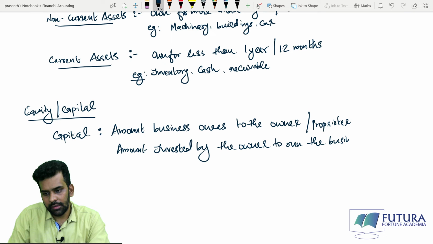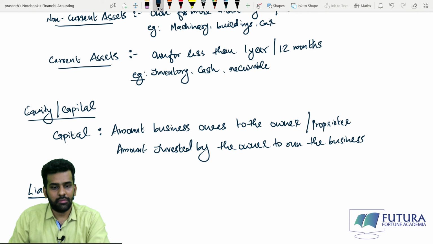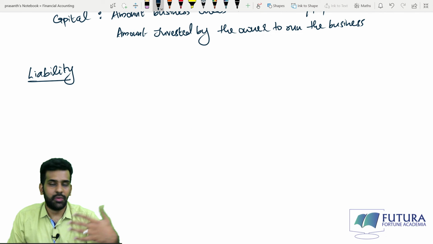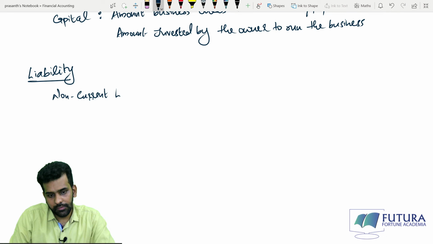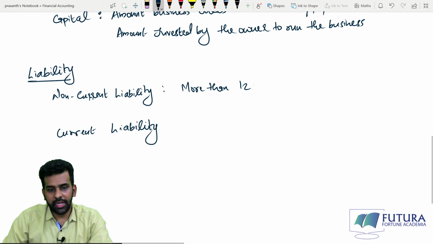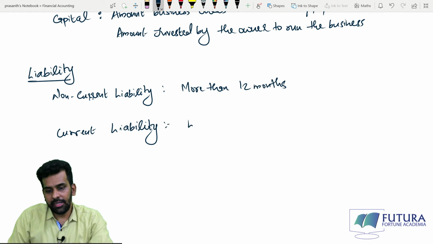So your equity or capital and liability will be on one side, and your assets are on the other side. Your total assets, and then comes your equity and capital, and then comes your liability. What we learned about liability is the present obligation which arises because of a past event, the settlement of which will lead to a future economic outflow of our resources. So in liability also we have non-current liability and current liability. Non-current liability is more than 12 months. Current liability is a liability that you owe for less than 12 months.